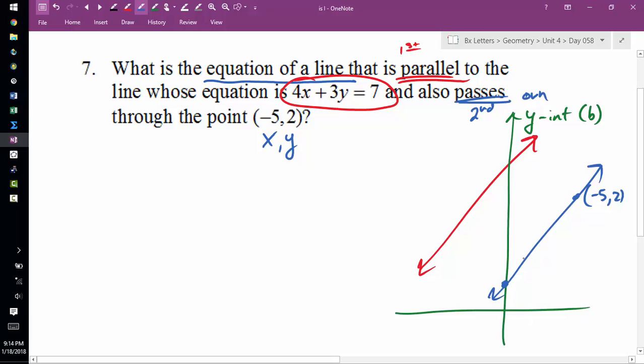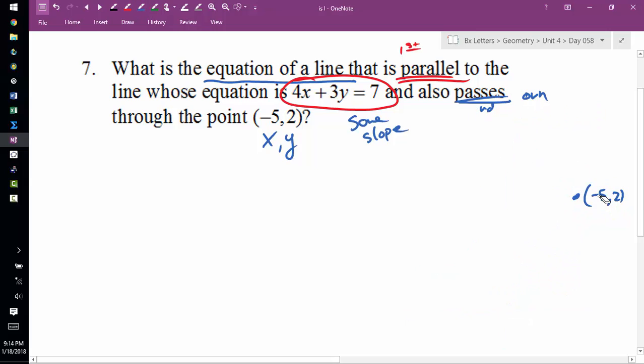And that's kind of the trick of this problem. It's figuring out, well, okay, the slope's easy. I'm just going to have the same slope from the original, but I don't know what that y-intercept is. And you're going to use this point to help you figure out what the y-intercept is. So let's actually go ahead and solve this.